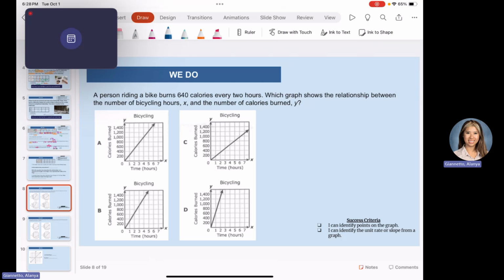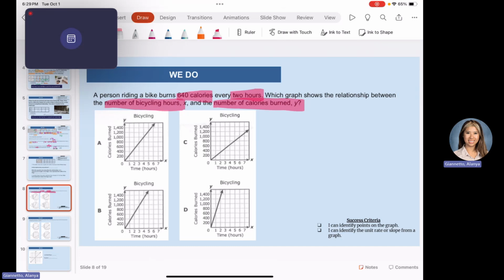So we're switching gears a little bit. So now we're working with graphs, right? So we were working with tables, now it's graphs. So this problem says a person riding a bike burns 640 calories every 2 hours. Which graph shows the relationship between the number of bicycling hours, x, and the number of calories burned, y?